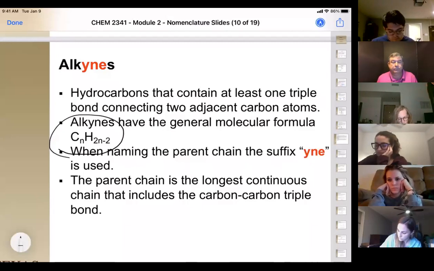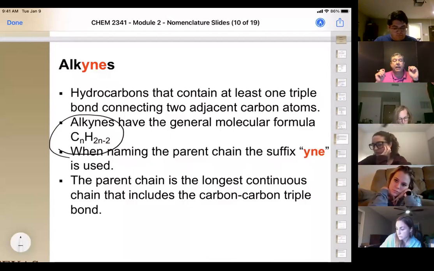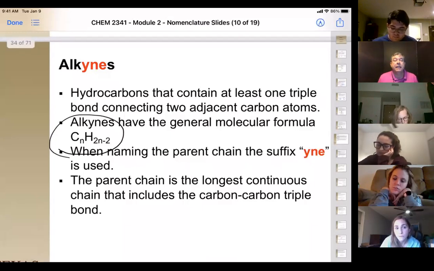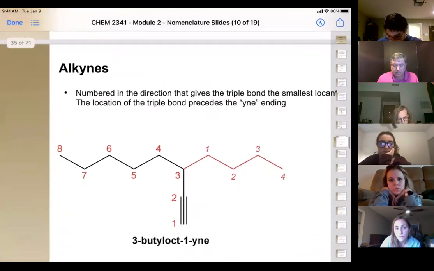Okay, now when we name these alkynes, both carbons in the triple bond must be in the parent chain. So even if you can find a longer alkane chain somewhere out there, the fact that the alkyne is higher priority means you have to have both carbons of that alkyne in the parent chain. Okay, so let's look at that.